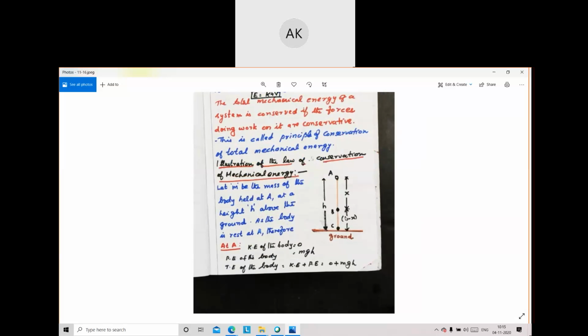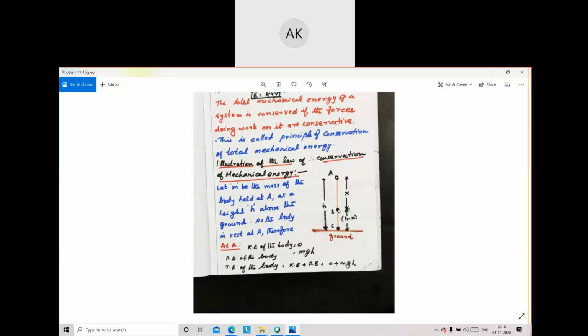See this position B also we are considering. So at A, mgh is the total energy. At C also, mgh is the total energy. And at B also we can prove it is mgh. Total energy is mgh. How will you prove? Both the energies you have to calculate at this point.